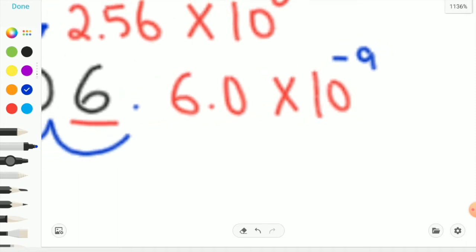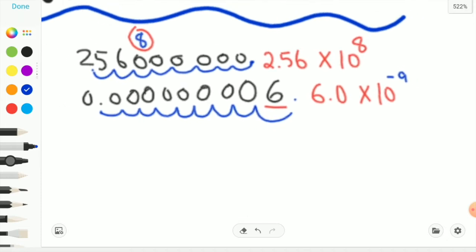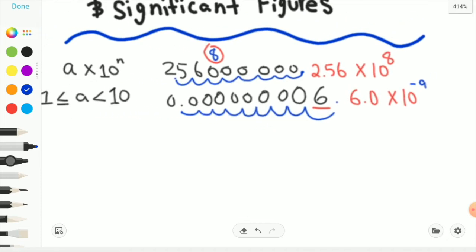Should have written that in red, but okay. Also, if you're moving your decimal place to the left, the exponent is going to be positive. And if you're moving to the right, the exponent is going to be negative. And that's basically what scientific notation is.